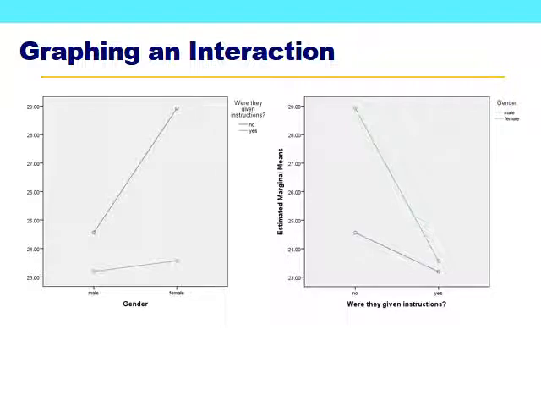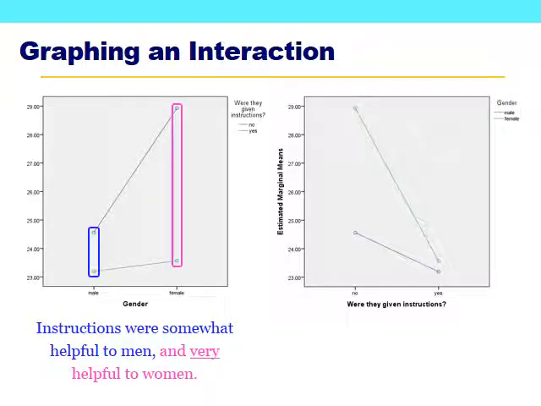So in this case, we get the following two graphs. In each case, what we're going to do is look at the left side of the graph first, and the right side of the graph second. For the graph on the left, the two dots on the left correspond to men with instructions, which is the green dot, and men without instructions, which is the blue dot. The difference between those two dots shows us that having instructions helped men somewhat.